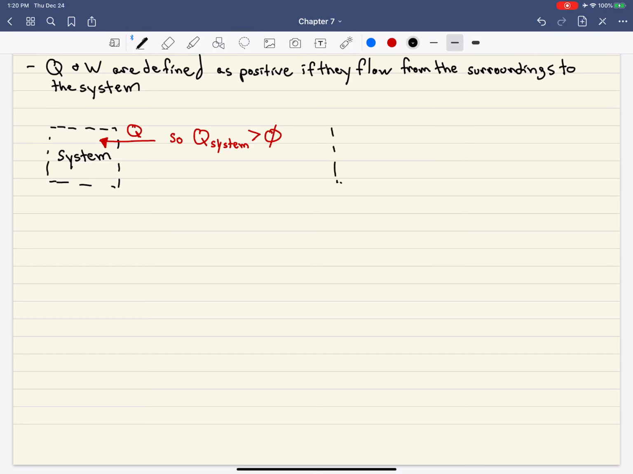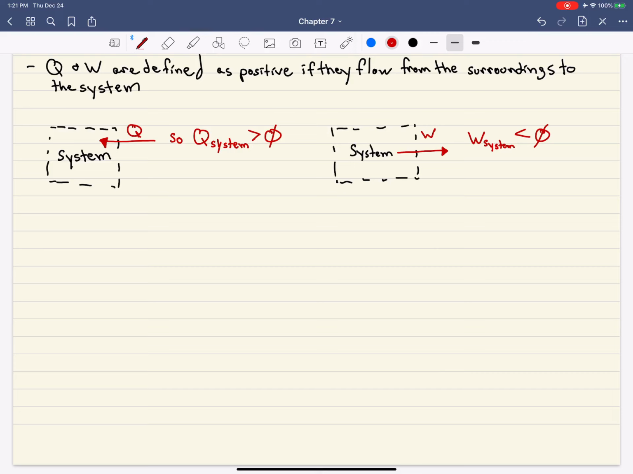Now let's consider the case where our system is doing some work of some sort. We'll get more detail about what that would entail later. But let's say it's doing work, and that work is going from the system to the surroundings. And so when we discuss the work in this case, the work of our system is going to be less than 0 because it's going from the system to the surroundings.